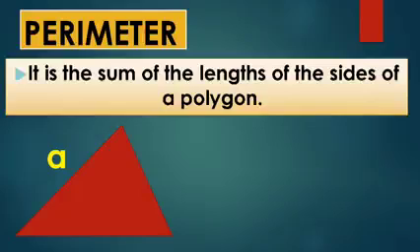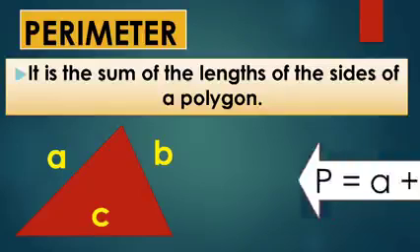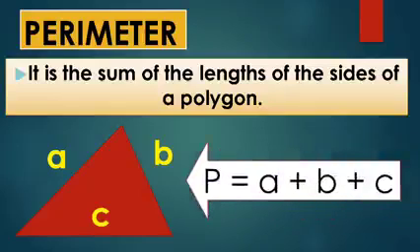So in a triangle, meron tayong tatlong sides, or tinatawag nating segments, and we have also three angles. So these are properties of a triangle. Okay, so meron tayong three sides and also three angles. So let's assume that the sides of the triangle are as follow: side A, side B, and side C. Again, para makuha yung perimeter ng isang polygon, we need to add the lengths of its sides. So, ibig sabihin, the perimeter of a triangle is equal to A plus B plus C.